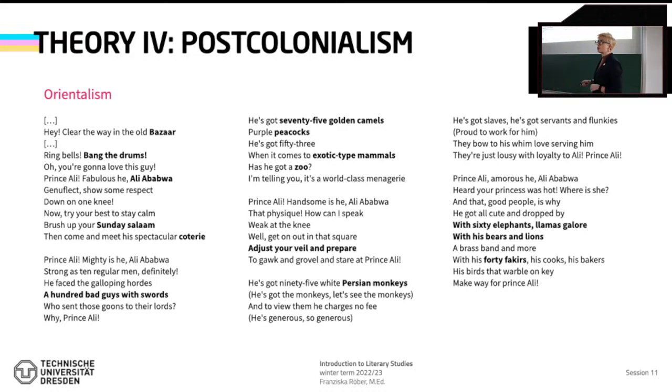Also, what denotes the place that we are talking of, that this is the Orient, we have "adjust your veil and prepare." So usually Western Europeans do not wear a veil, but the East does it. We also have the white Persian monkeys and the 60 elephants, llamas galore, with his bears and lions, which are very odd in this sort of menagerie that the genie is sort of portraying. And of course we have the 40 fakirs. So simply using this imagery is conducive to creating a certain visual.